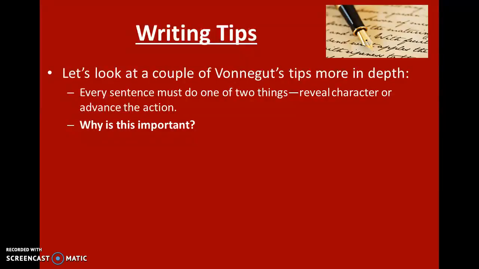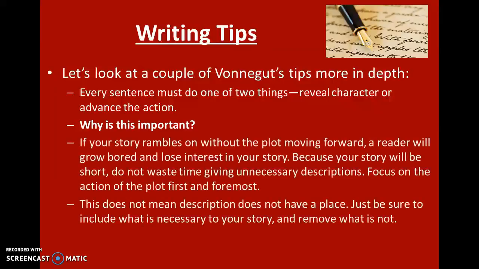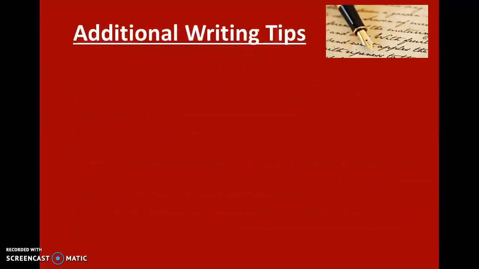Now, another tip I want to look at that Vonnegut said was that every sentence must do one of 2 things: reveal character or advance the action. And why this is important is because if your story rambles on without the plot ever moving forward, without anything ever really happening, it's going to be really easy for your reader to just get bored and lose interest in your story. Your stories are going to be short, so you don't want to waste too much time giving unnecessary descriptions. You want to focus first and foremost on the plot, and then add description when needed. I'm not saying that description should not be given at all, but only include what is necessary and leave out whatever you don't need.